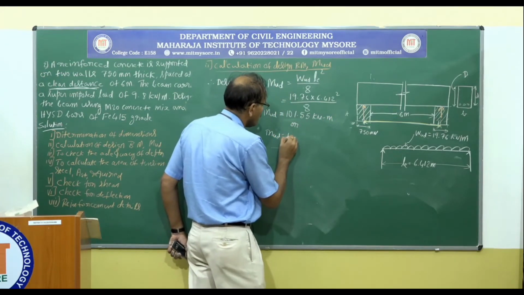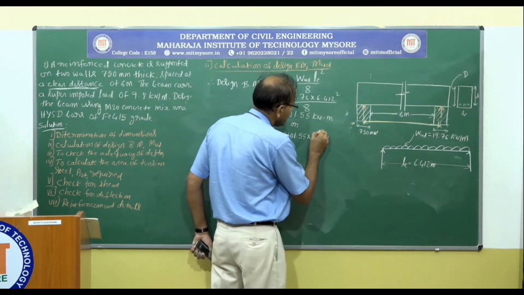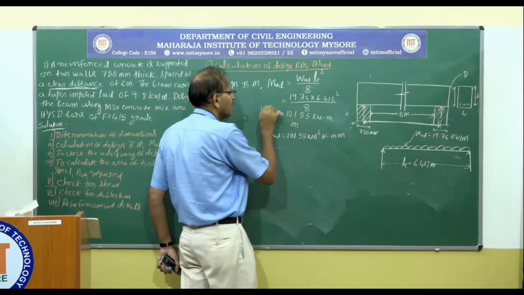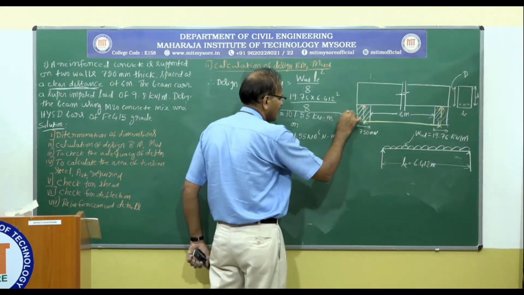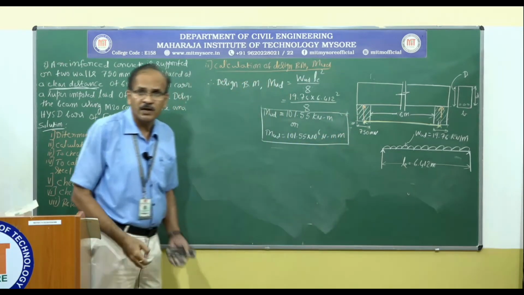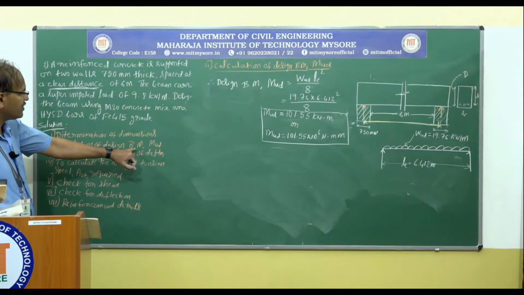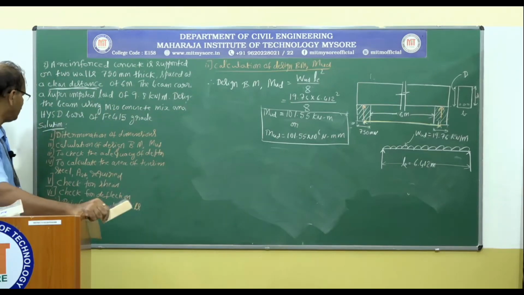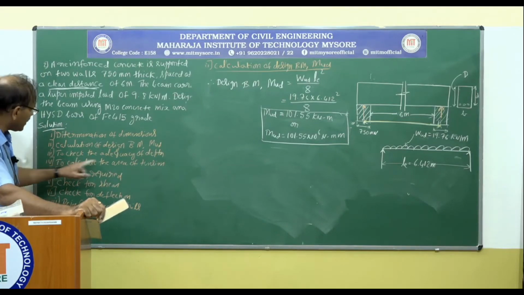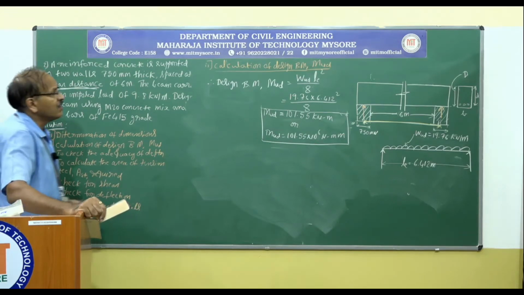MUD equal to 101.55 into 10 to the power of 6 Newton millimeter. Okay. So this step is over. That is calculation of design bending moment MUD value. What next? To check for the adequacy of depth.